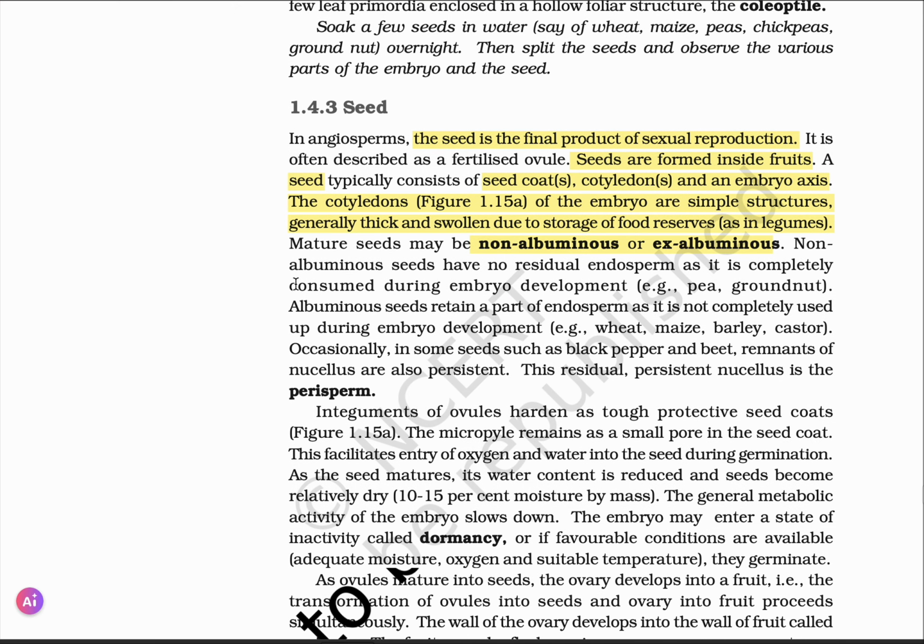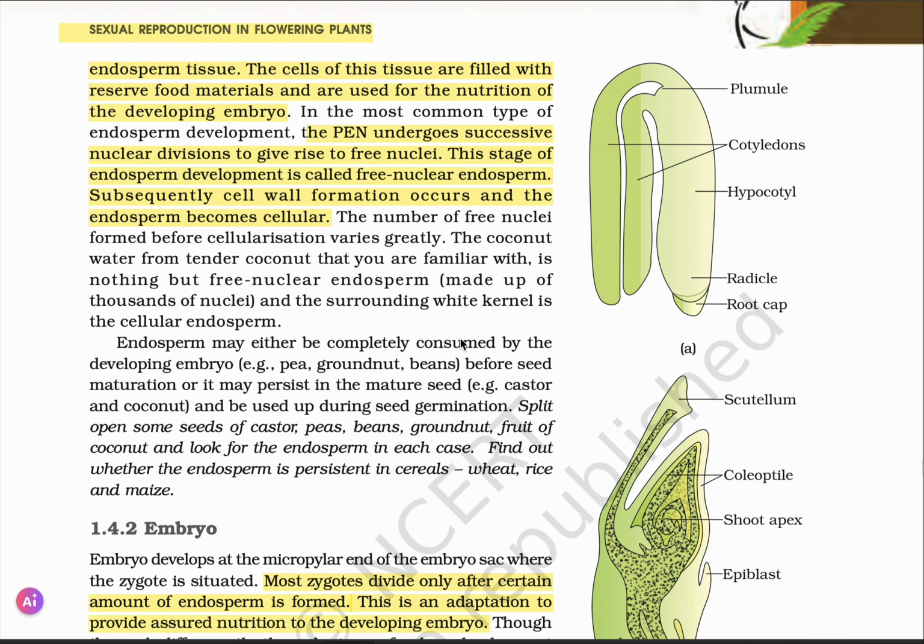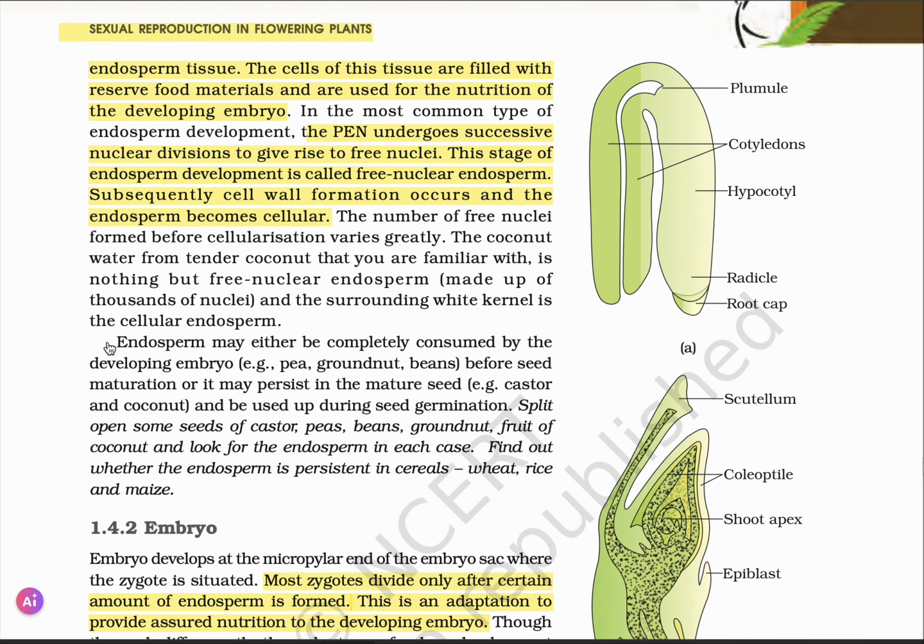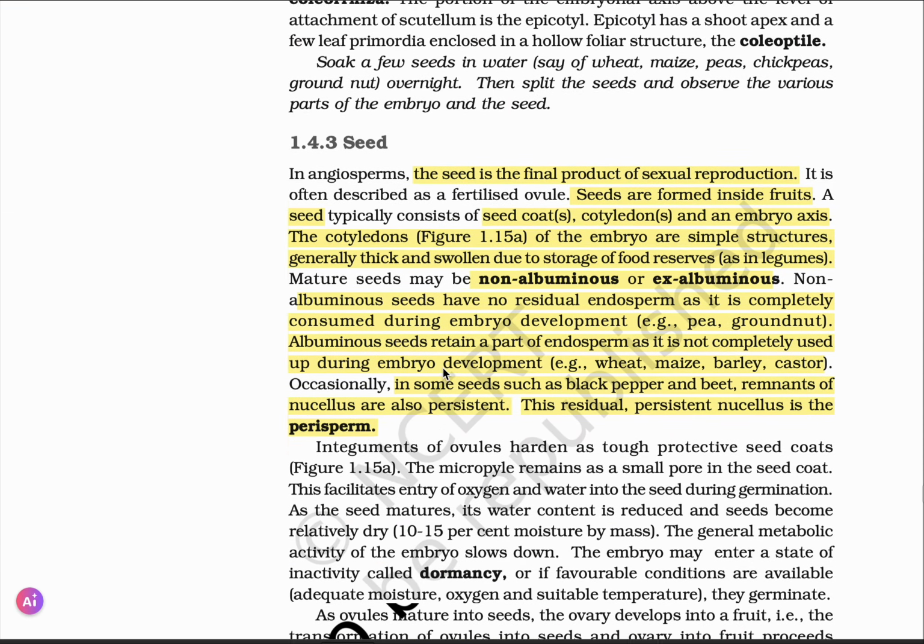And then we have some in which endosperm remains, called albuminous seeds, as in wheat, castor, barley, maize. And in some the nucellus also remains, which are perispermic seeds, as in beetroot and black pepper. Here we had studied that. Here we go. Completely consumed in pea, groundnut, and in some the endosperm persists, as in coconut, castor. These are important examples from the NEET point of view.